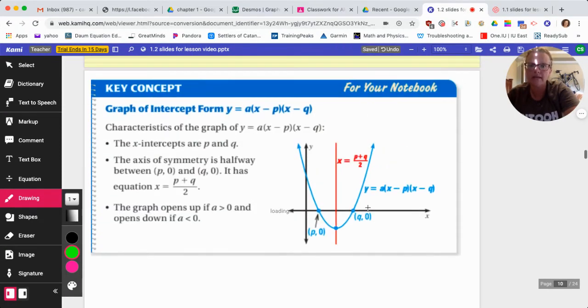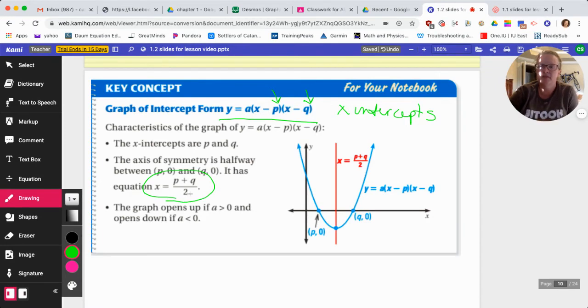All right, new key concept. This is in your notes. Graph of intercept form, y equals a times x minus p, x minus q. So this right here is called the intercept form. It's the intercept form because p and q are your x-intercepts. It's where it crosses the x-axis. So x-intercepts are p and q. Notice they're minus and minus. The axis of symmetry is halfway between p and q. So really, for the axis of symmetry, you're going to add p and q together and divide by 2. We still are happy and sad. Yeah, let's practice some of these.